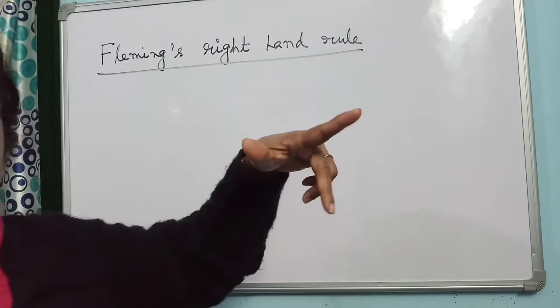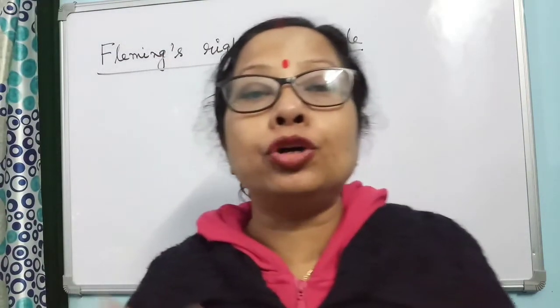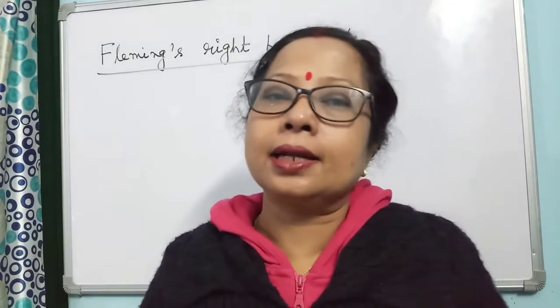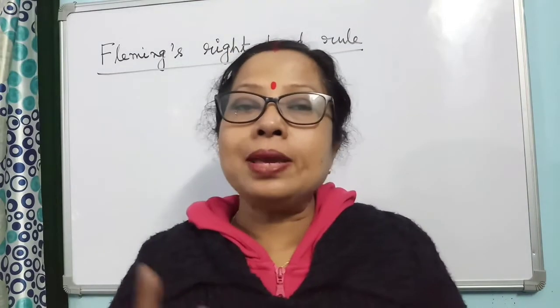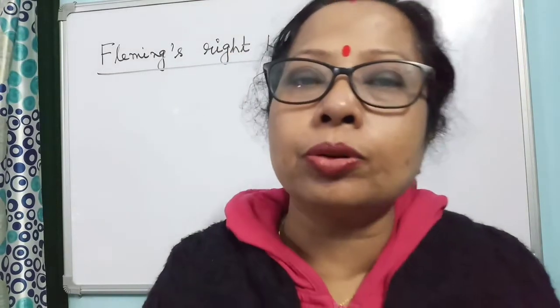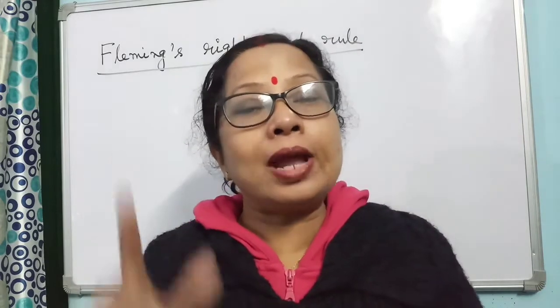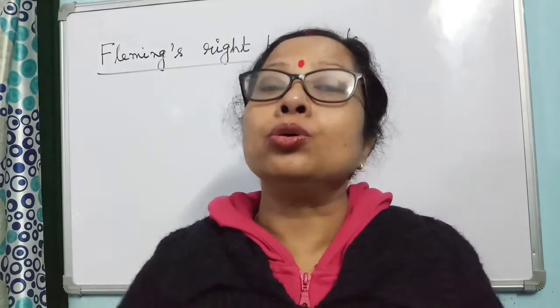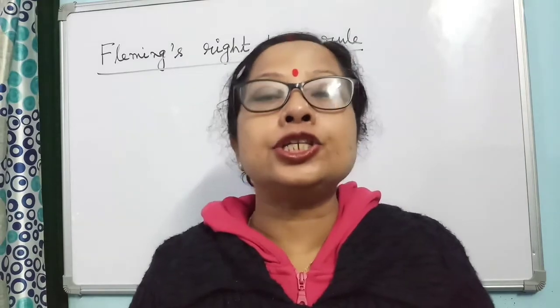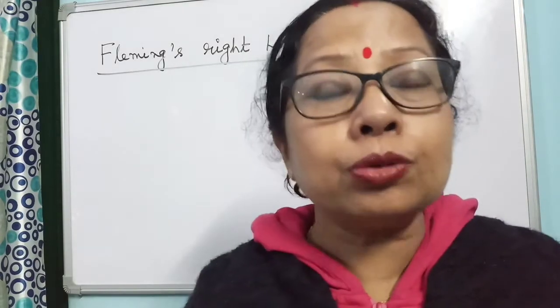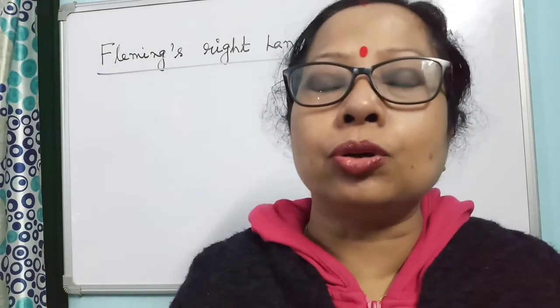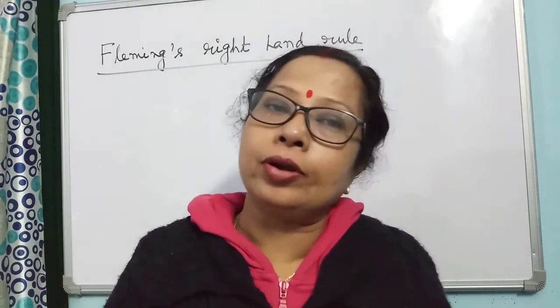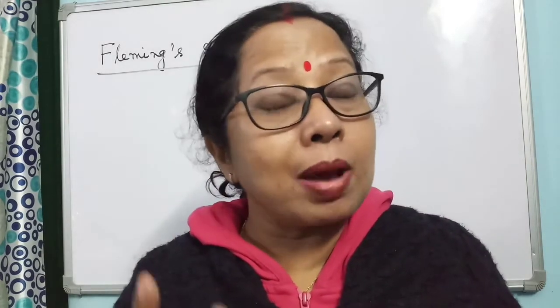Fleming's left hand rule is applied in determining the direction of motion of a current carrying conductor in a DC motor, so it is also known as the motor rule. And Fleming's right hand rule is used to determine the direction of the current produced in a generator. That's why Fleming's right hand rule is also known as the generator rule. You must remember this fact.